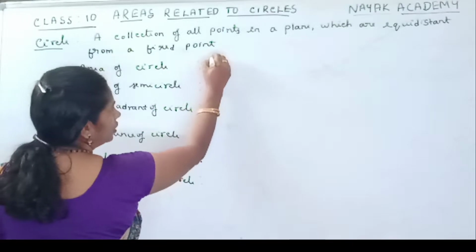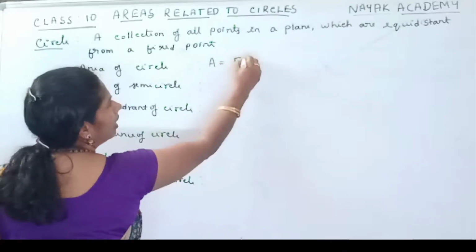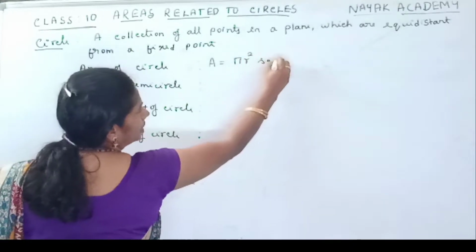Now let us recall what is the formula to find the area of a circle. What is the formula, children, to find the area of a circle? A is equal to pi r square square units.